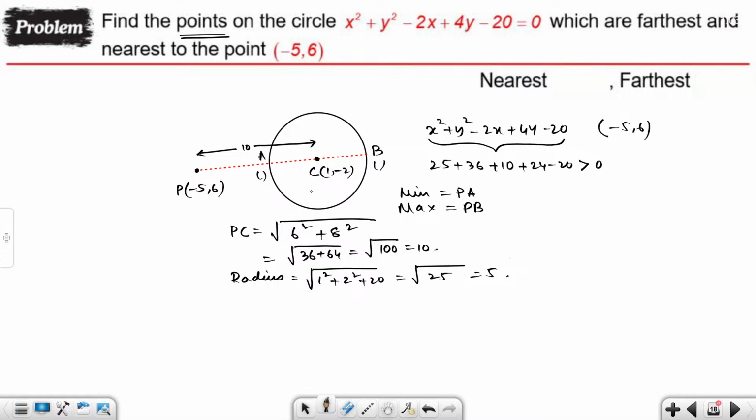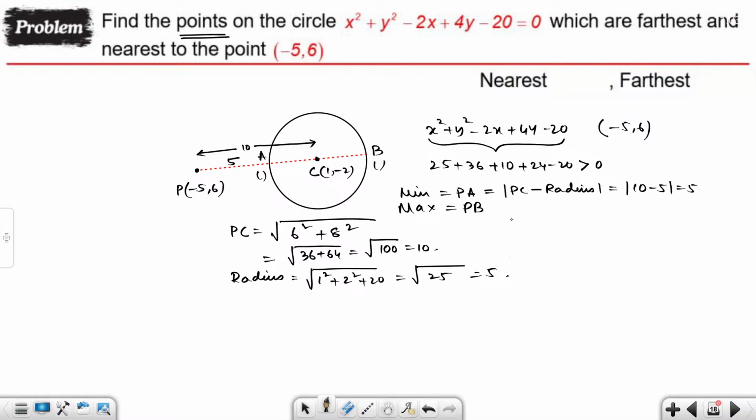So radius is 5. Can you please tell me what is the minimum distance? Minimum distance PA, what I told you. Minimum distance is modulus of PC minus radius. So what is that distance? PC is your 10 minus 5. That gives us 5. So this distance is nothing but 5.